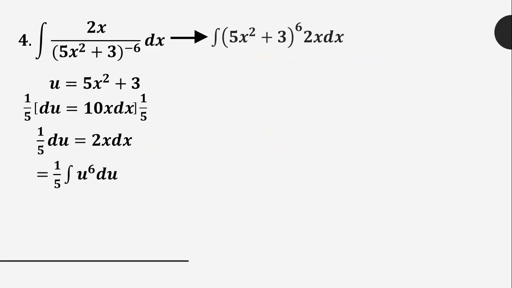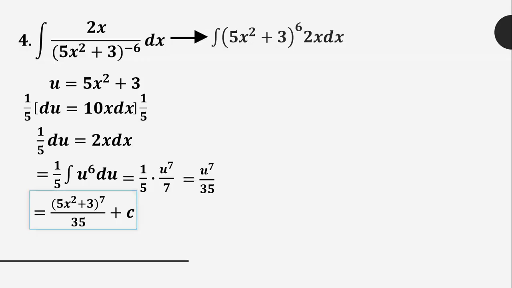Like that. And then we add 6 plus 1 over 6 plus 1. So that becomes 7. So we'll have 1/5 times u raised to 7 over 7. We simply multiply 5 times 7. So we'll have u raised to 7 over 35. And then next, substitute now our u, so that will be the quantity 5x squared plus 3 raised to 7 over 35 plus c. And that is already the final answer.